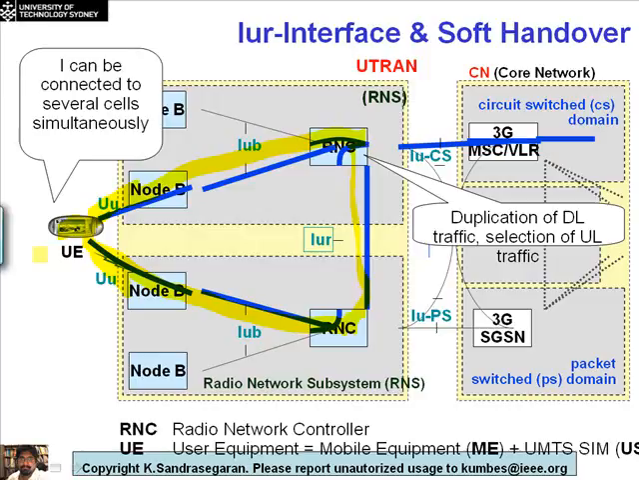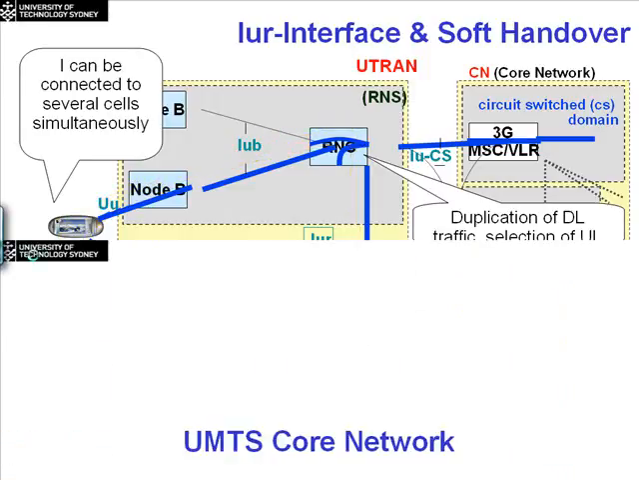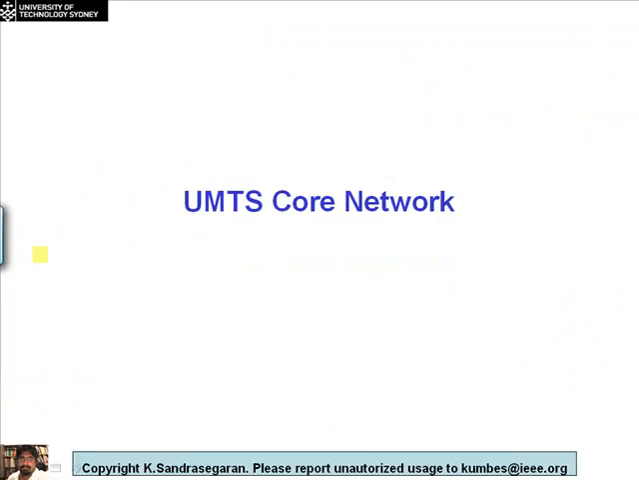So again, at the user end, the user is comparing the data it is receiving on the downlink from different Node Bs, and it is selecting the best one. So that's a quick introduction to Node B and RNC. The next thing that we're going to look at is the core network.